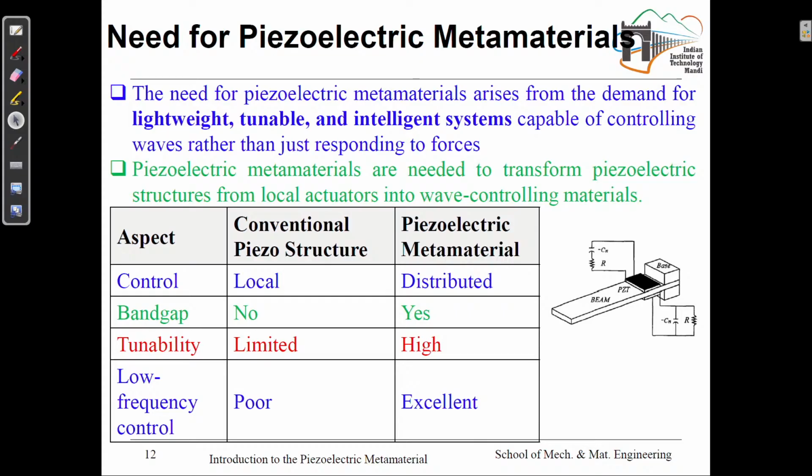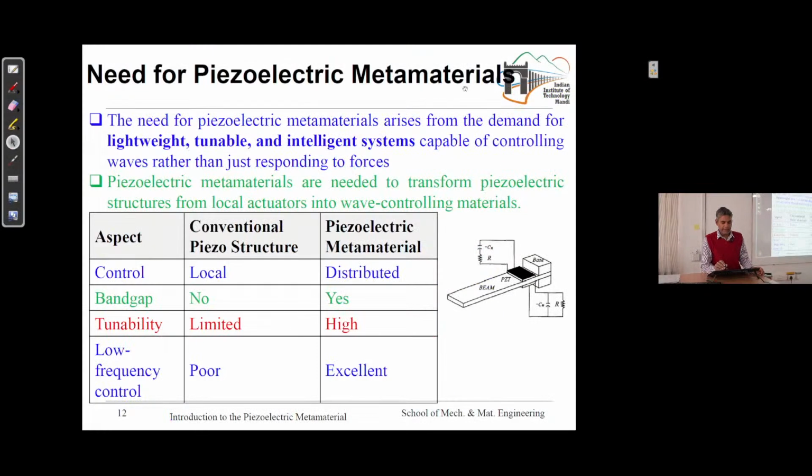So, the need for piezoelectric metamaterials. The need arises from the demand for lightweight, tunable, and intelligent systems capable of controlling waves rather than just responding to force, right? Piezoelectric metamaterials are needed to transform piezoelectric structures from local actuators into wave-controlling metamaterials, right? So basically, traditional piezoelectric materials are local actuators.